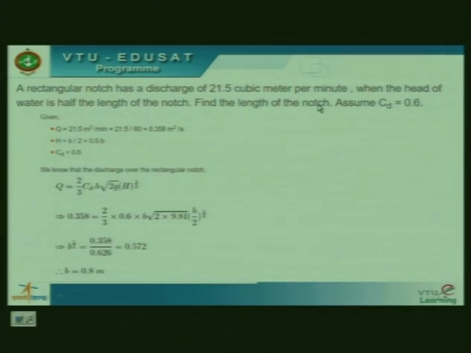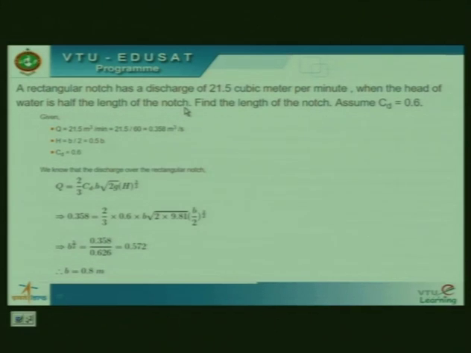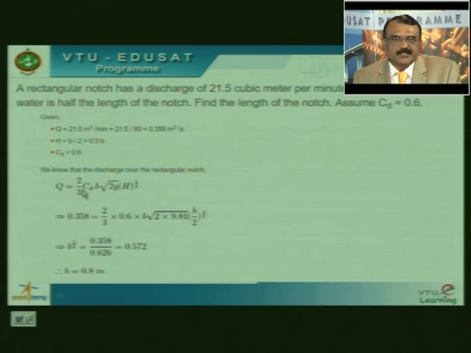What is the head? The head is equal to length divided by 2. When the head of water is half the length of the notch, assume the length of the notch is equal to L. Then capital H is equal to L divided by 2, or 0.5 L or B. Coefficient of discharge is 0.6. Now, consider the discharge equation: Q is equal to 2/3 CD root 2G L H raised to 3/2.